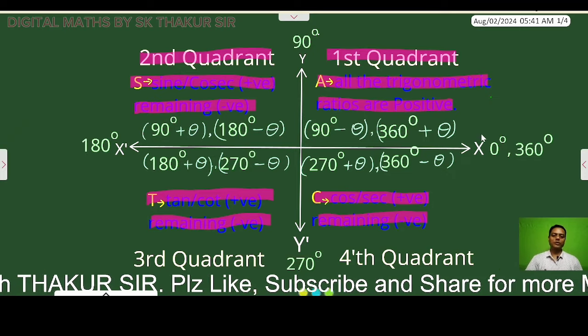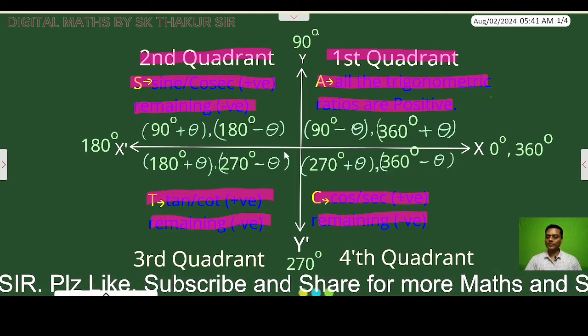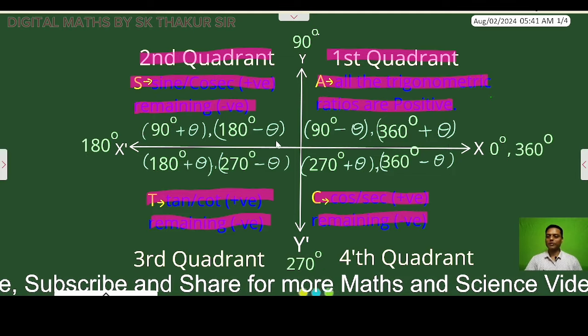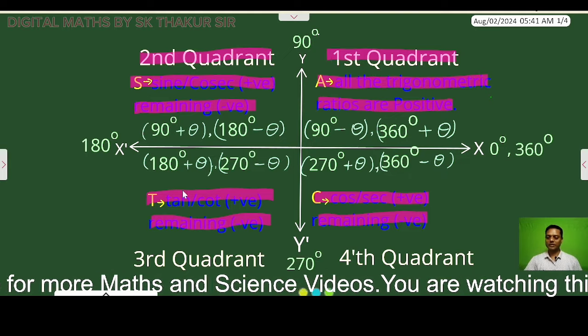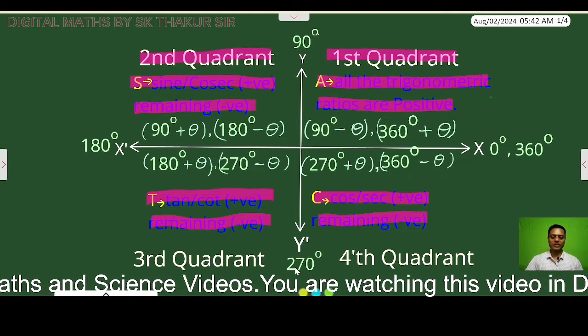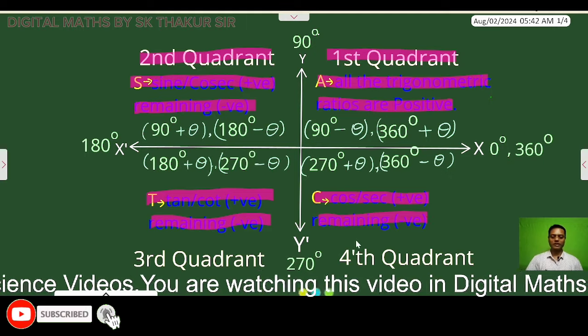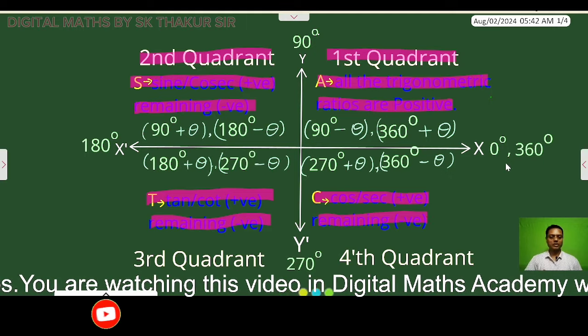The range of the first quadrant is from 0 degree to 90 degree. That of the second quadrant is from 90 degree to 180 degree. That of the third quadrant is from 180 degree to 270 degree. And that of the fourth quadrant is from 270 degree to 360 degree.